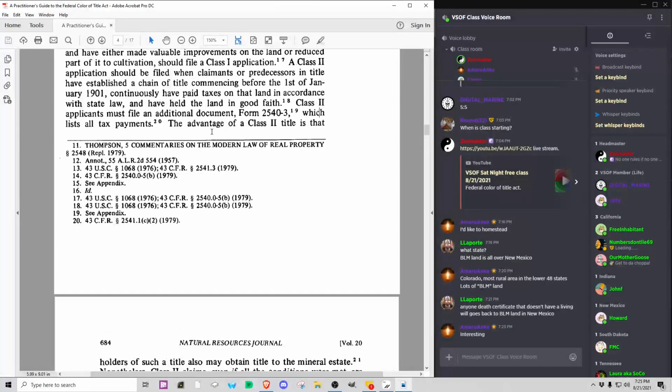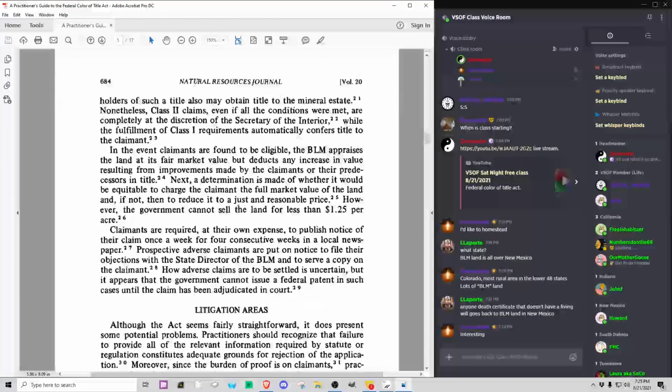Okay, so to continue, the advantage of Class 2 title is that holders of such title also may obtain title to the mineral estate. If you held an allodial title, you'd own the mineral estate already, because an allodial title includes everything to the center of the earth and all the way out into space. All of it. Including the capacity to mine and take from the land whatever the hell you see fit. All right, to continue, nonetheless, Class 2 claims, even if all their conditions were met, are completely at the discretion of the Secretary of the Interior. Interesting.